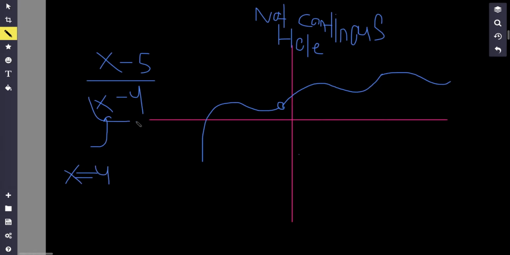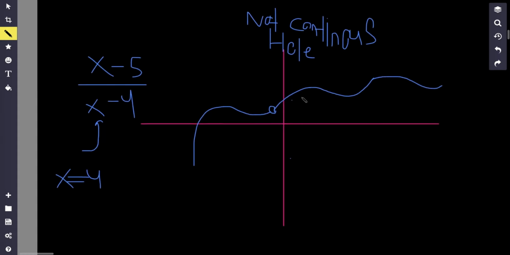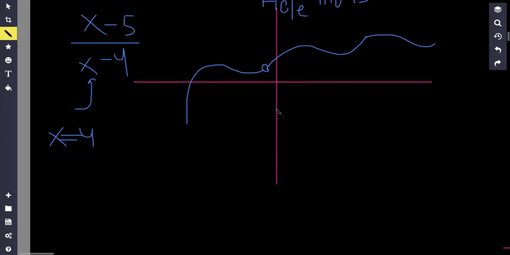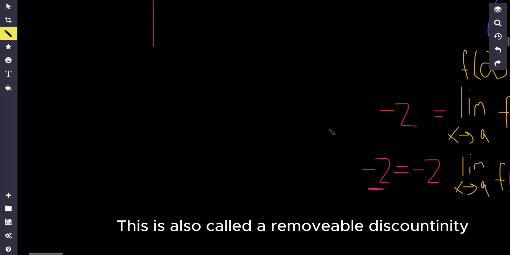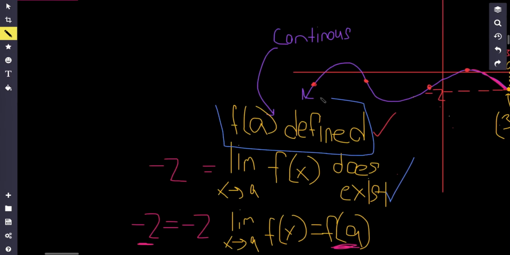So the function itself is not defined at that point, meaning that I actually have to lift up my pencil to then draw the other part of the function, right? So then it would not be continuous. If a function is ever undefined at a certain point, it can't be continuous at that point, because remember, one of our criteria is that f of a has to be defined.